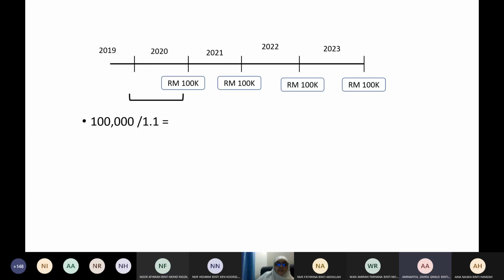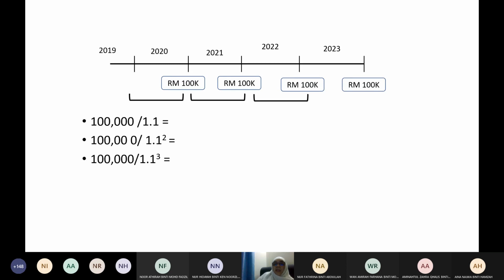All right, very good. Then for the second year, 2021, you have to discount from the end of 2021 to 2020, then from the end of 2020 to 2019. So you discount for 2 years. It's 100,000 divided by 1.1 to the power of 2. Similarly, from the end of 2022, you discount by 3 years, so you divide by 1.1 to the power of 3. And finally, for 2023, you discount for 4 years, so it will be 100,000 divided by 1.1 to the power of 4.